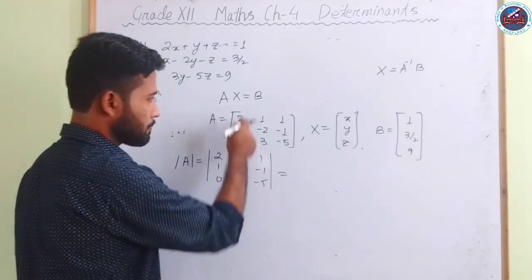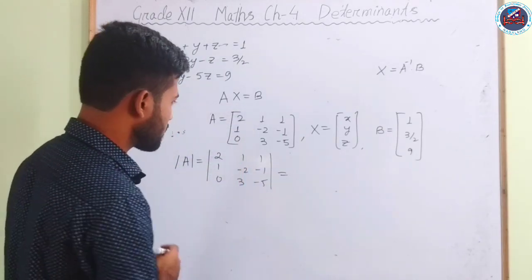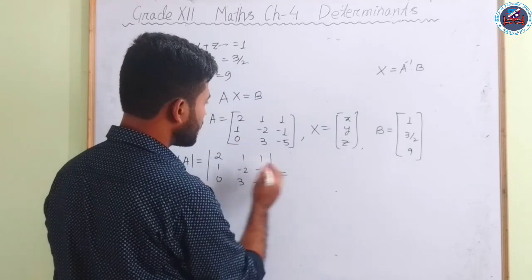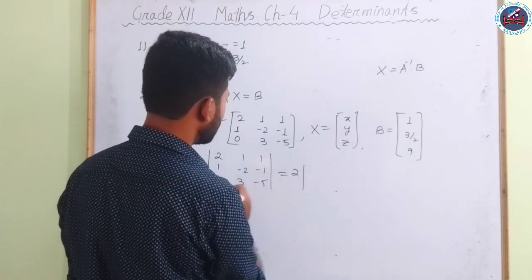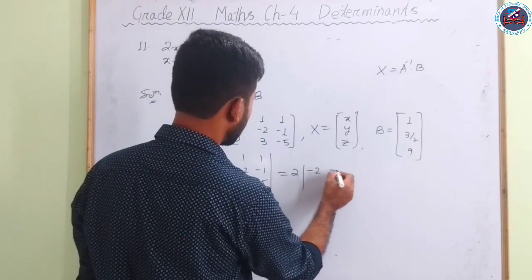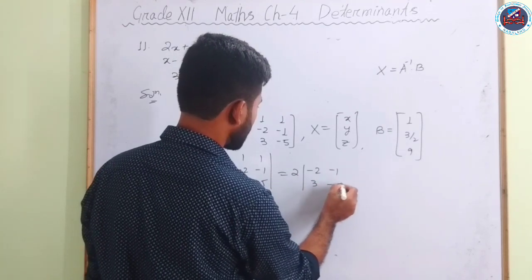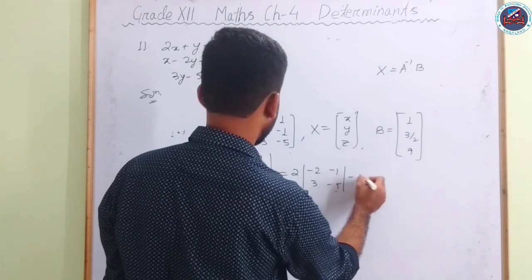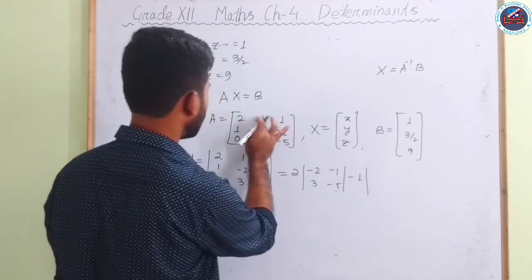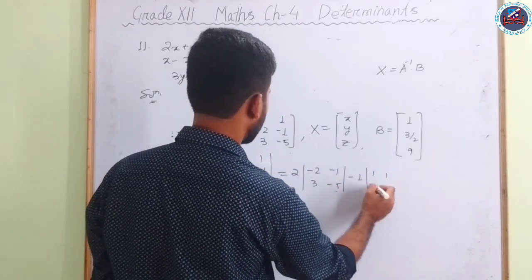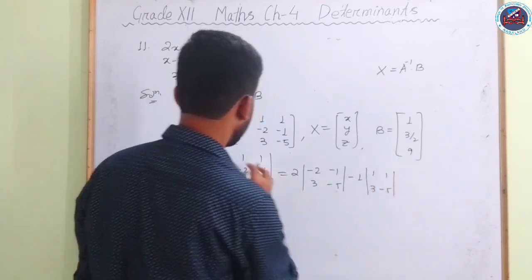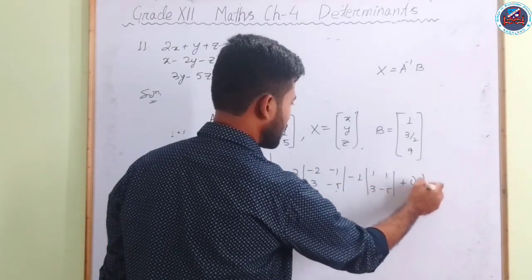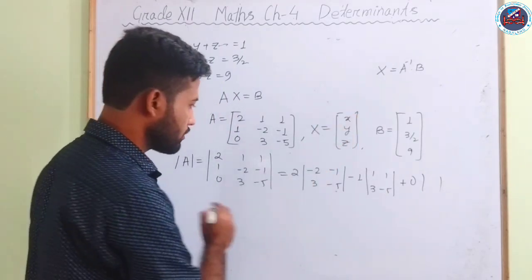So let us expand it along the first column, because we have a 0 here, so it will be 2 into the minor, that is 2 minus 1 3 minus 5, then a 2 1, so it will be minus 1, all the remaining elements 1 1 3 minus 5, 1 1 3 minus 5 and 0. So I am not writing that element because this part will be 0.